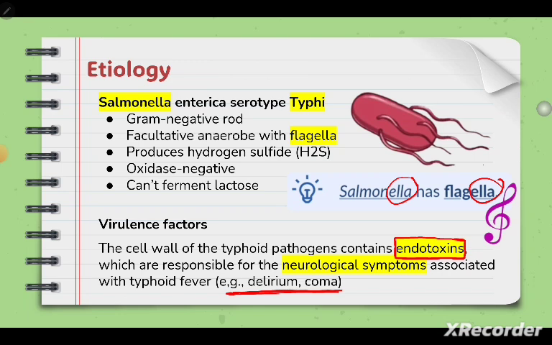If we come to the virulence factor of the bacteria, the cell wall of the typhoid pathogens contains endotoxin, which is responsible for neurologic symptoms associated with typhoid fever, such as delirium and coma. This is important because you may be given a scenario of a case with typhoid fever complicated with delirium, for example, and he may ask you why this occurred. This is because Salmonella typhi can secrete endotoxins.